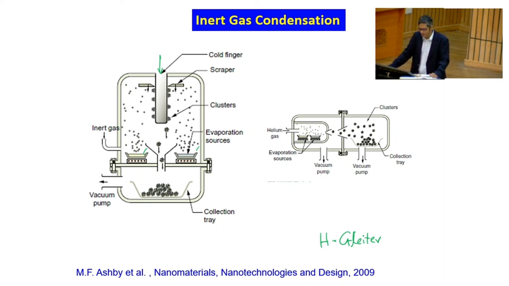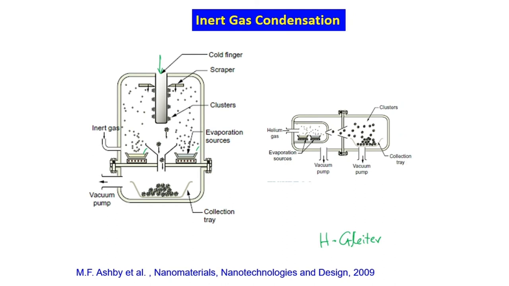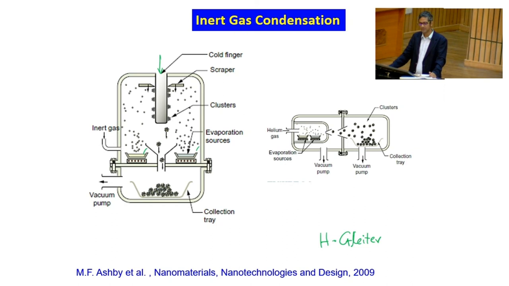So what will happen? Because these vapors have all moved up due to the inert gas flow, they will all condense on this cold finger. Very easy, because this will act as a sink. Vapor will reduce its energy by forming clusters on the surface of this cold finger. Then you can take this cold finger down, or basically you don't need to. You can have a mechanical scraper, which will scratch the surface of this cold finger, and then you can get nanoparticles in a collection tray.